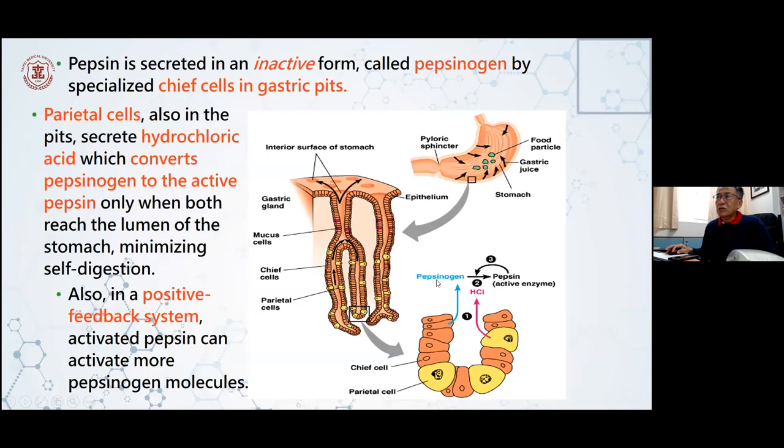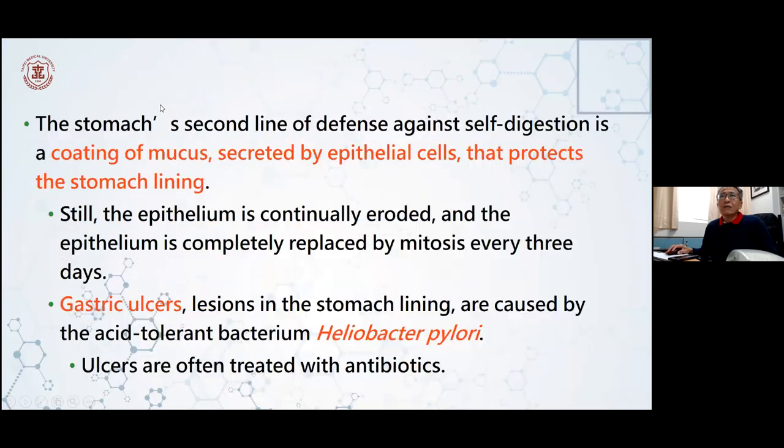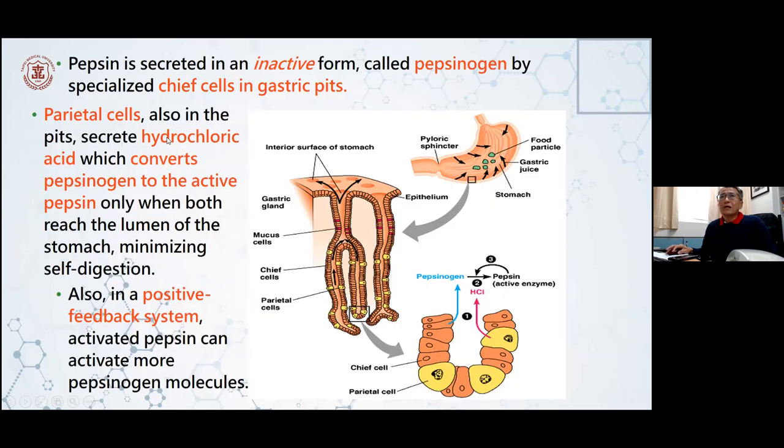So initially, the pepsinogen will be activated by the HCl, and finally produce the pepsin. And the pepsin can positive feedback to digest more pepsinogen to pepsin. Okay, so the parietal cell in the pit secretes the hydrochloric acid and converts the pepsinogen to active pepsin. And then the pepsin can activate more pepsinogen molecules.